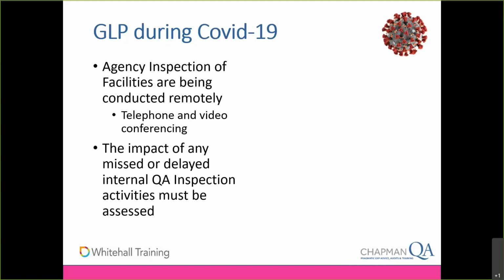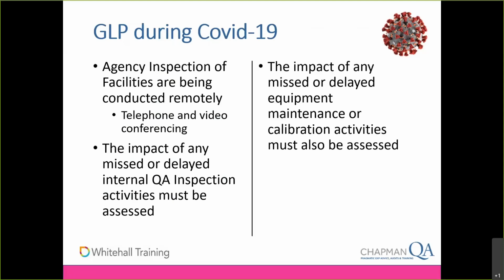There was specific guidance from the MHRA on the impact of any delayed or missed internal QA inspections. Remember, I said we have to do 3 types of QA inspection. So if those are getting delayed because staff can't get in, or the studies are being delayed, etc., then there has to be a risk assessment to determine the impact of that. Similarly, if maintenance engineers can't get to you to calibrate balances or repair your HPLC or mass spec or whatever it is, then there also has to be a risk assessment for that.